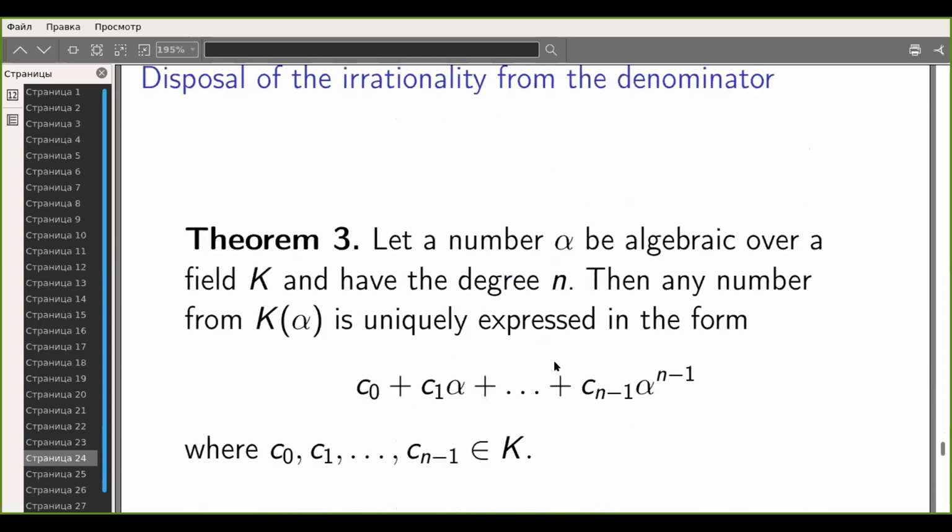One more theorem, which generalizes the adjoining of a square radical which we considered above, is a theorem about disposal of irrationality from the denominator. Let alpha be an algebraic number over some field K with degree n. What is the structure of the field extension K of alpha? This is a vector space over K of dimension n, with basis 1, alpha, alpha squared, etc., the last one alpha raised to n minus 1. That is, every number of this field is uniquely expressed in the following form.